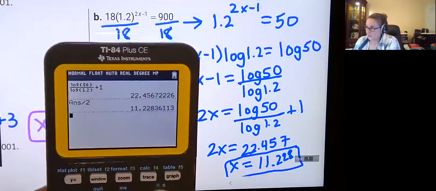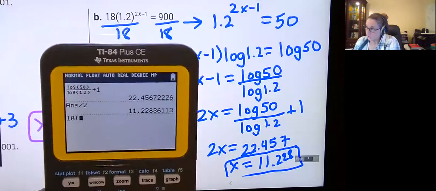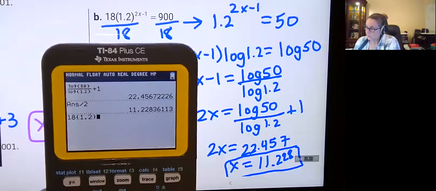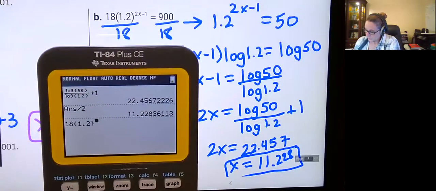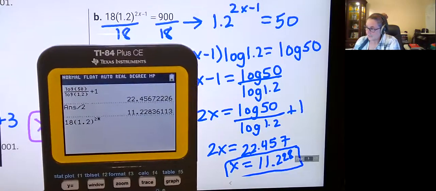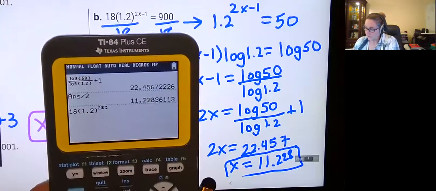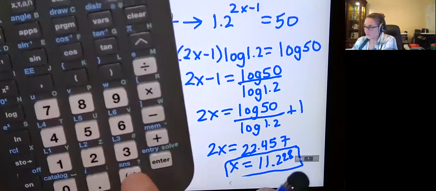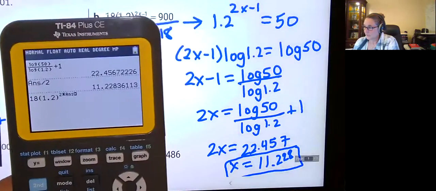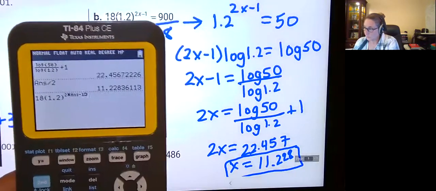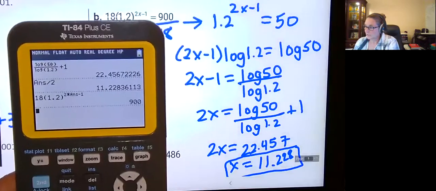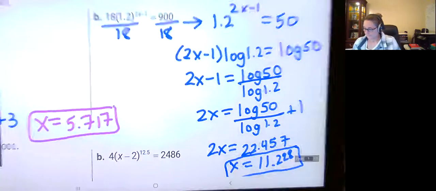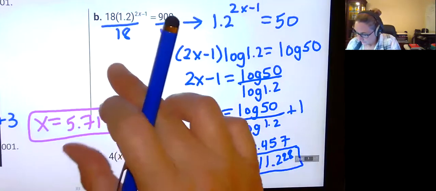Okay, and again, to check it, I can take 18 times 1.2 raised to the power 2 times the answer I just got. So I'm going to hit the blue second key, come down here and hit answer. And then it was a -1, and I should be getting a 900.